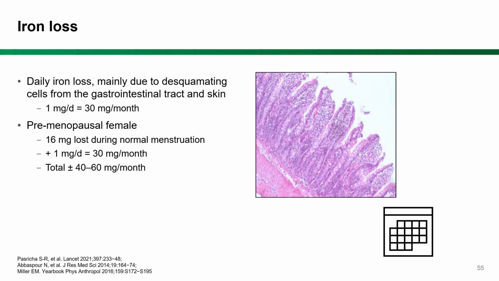And in a premenopausal female, they will lose an average of 16 milligrams per normal menstruation. And if you add to that the 30 milligrams they lose from the gastrointestinal tract or skin, you can see that they lose about 40 to 60 milligrams per month. So taking us back to iron absorption, we said that a normal healthy person absorbs about 1 to 2 milligrams of iron per day. That 1 milligram refers mainly to men, and the 2 milligrams especially to menstruating females.